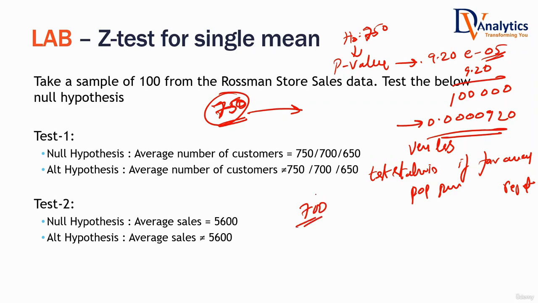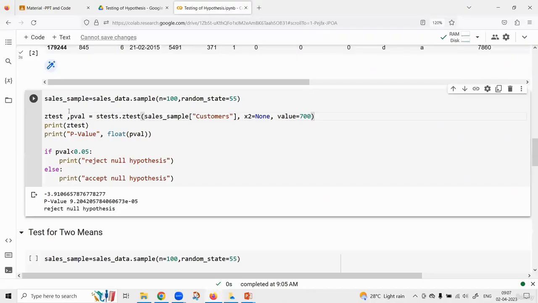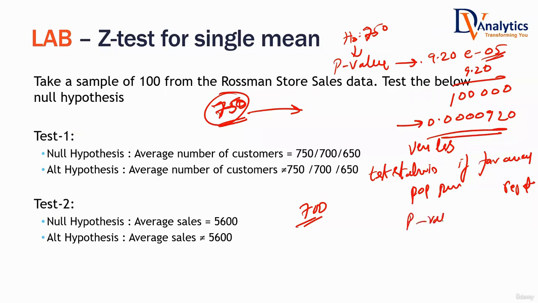P-value is 0.009. P-value is 0.00009. What's the general limit that we have for the p-value? What's the p-value limit for you? 0.05. Are you going to accept or reject? The p-value is less than 0.05.